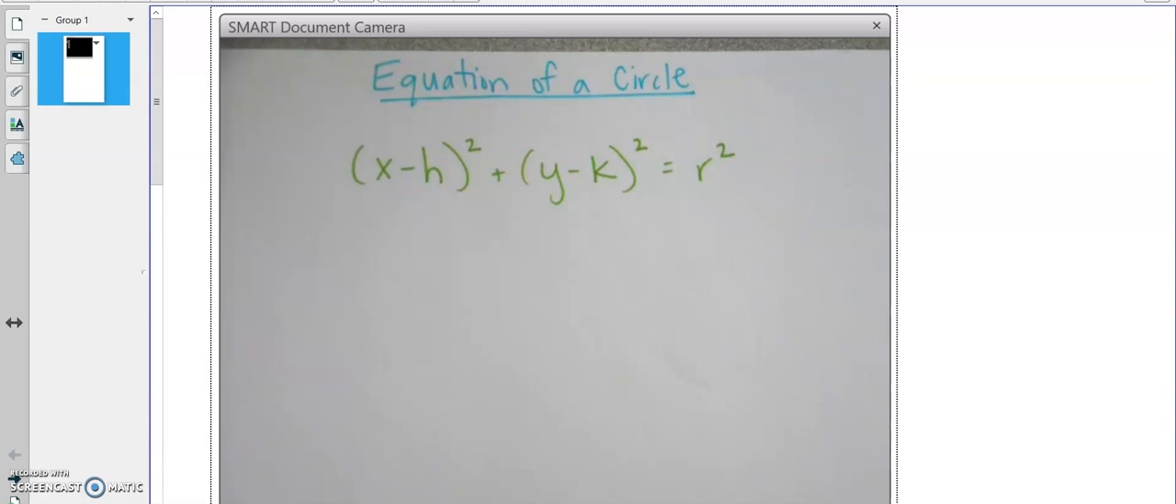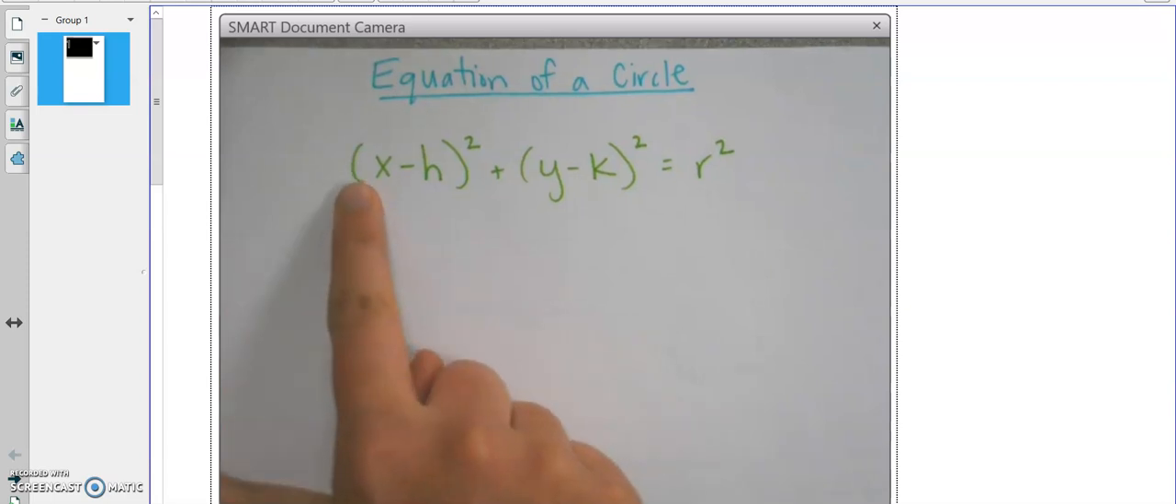Hey guys, today we will be doing the equation of a circle. If you will go ahead and write this down. Please be very careful how you write it down because the little details matter. I know that this is a scary looking equation, but the equation of a circle is actually very simple, and I'm going to break it down for you.